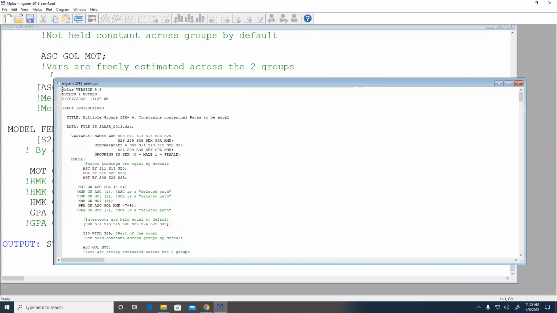Yeah, I mean, that could happen, right? It could be. Now in this case, we were able to constrain all 6 paths, and it didn't worsen the fit of our model. But when we go to constrain the means and intercepts, we're going to see an example of exactly that, where when we constrain all of the means and intercepts, it does significantly degrade the fit of our model. And so we're going to look at a partial invariance model.